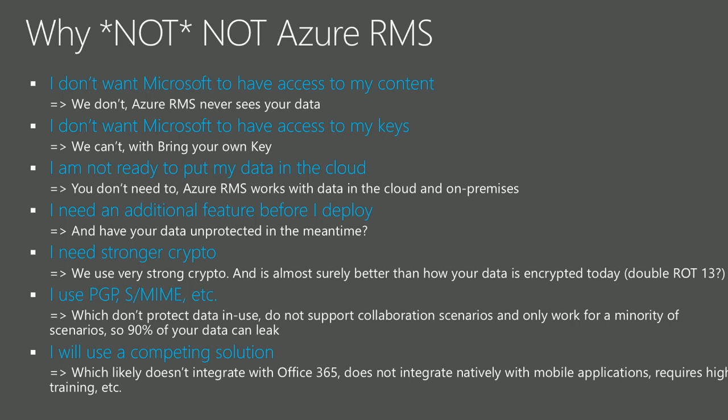Some companies use PGP or S/MIME or something else for encrypting the files, which is good, but it doesn't protect data in use, does not support cloud integration, does not support mobile devices at all. So that means that in 90% of the scenarios, your data is unencrypted. So that's OK. You can use that for some scenarios. But in addition to that, you should be using RMS, because it's the only one that will keep your data protected wherever it is, wherever it goes. Even if you try to open it on a mobile device or in the cloud, it will work.